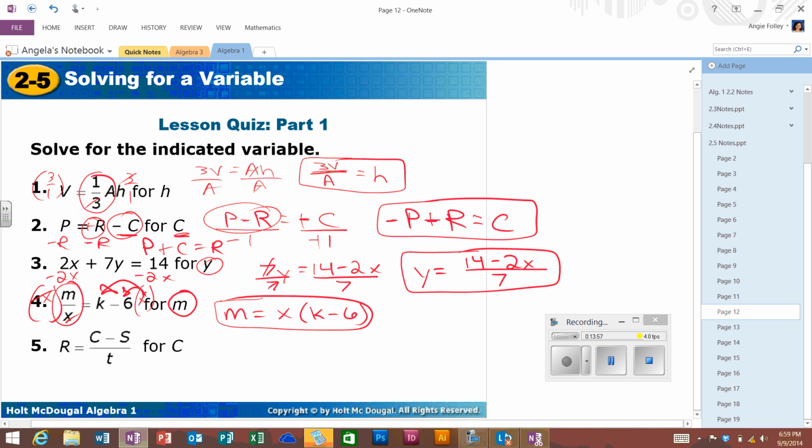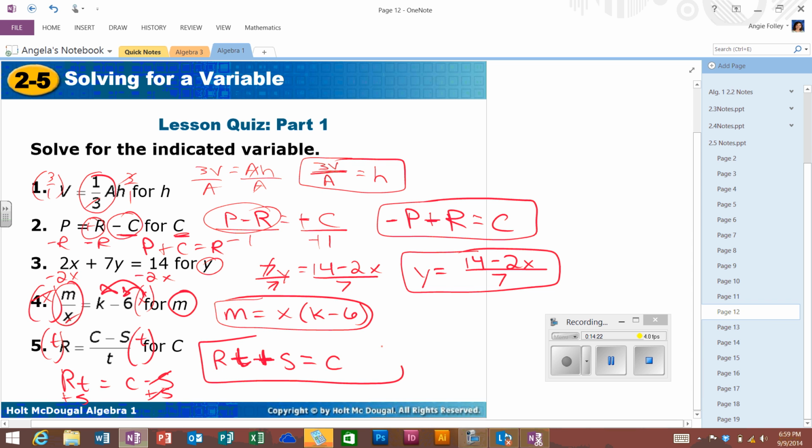All right, last one, solve for c. c minus s divided by 2. So we work backwards, or t. Multiply by t. So rt is equal to c minus s. Add s to get rid of it. So rt plus s is equal to c. And be careful, I use like a little curvy thing on my t's to make it look different than my plus signs.